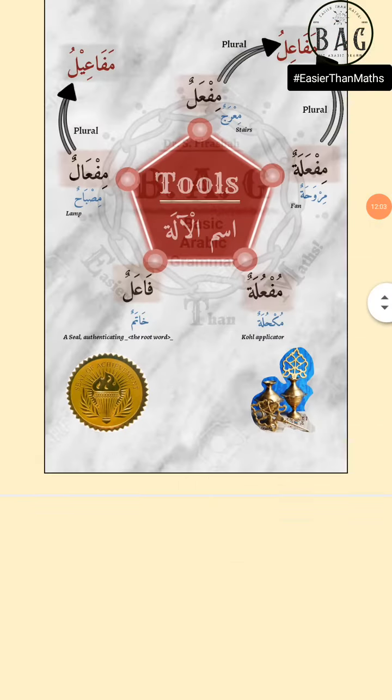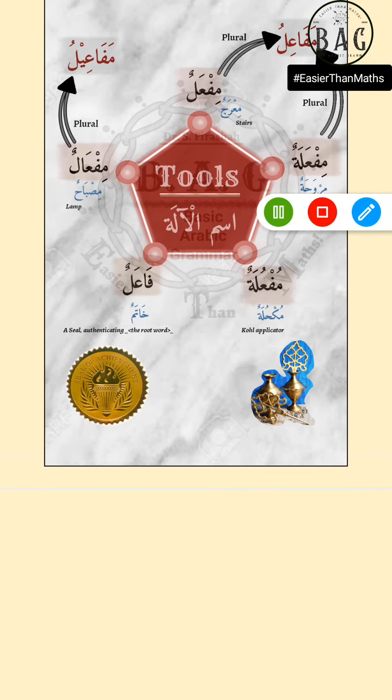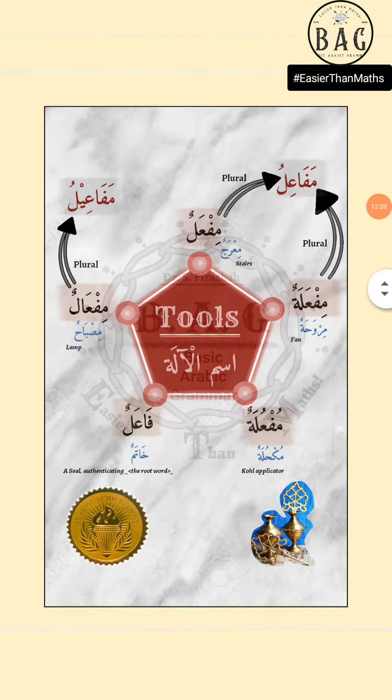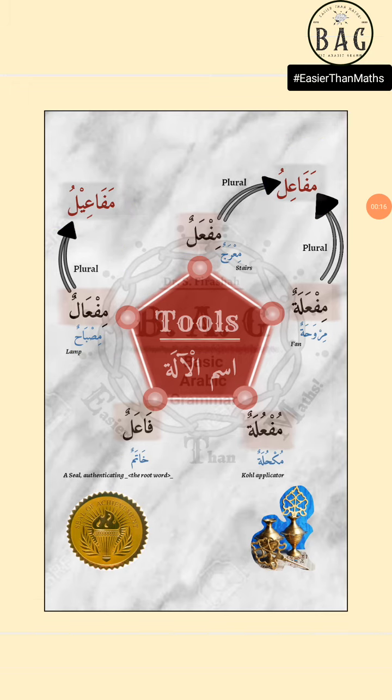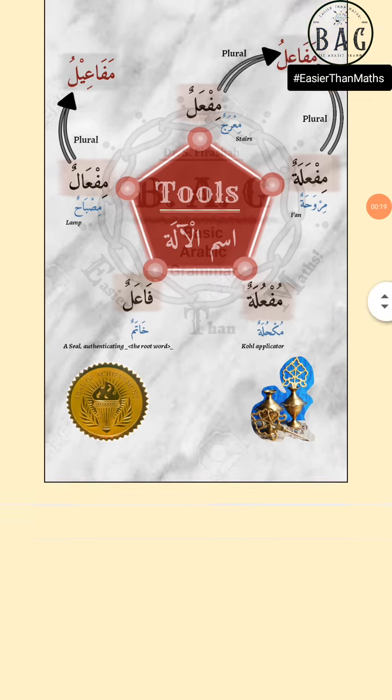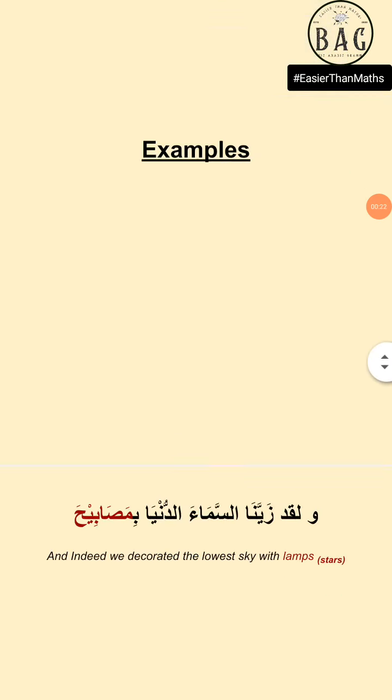So these are our five patterns. Once again, let's review: we have mif'alun, mif'alatun, muf'alatun, and fa'alun. Mafa'ilu is the jama mukassir of mif'alun, and mafa'ilu is the jama mukassir of mif'alatun and mif'alun. Here it is mafa'ilu, here it is mafa'ilu. So these are our patterns of ism Aala, and now we're going to look at a few examples.